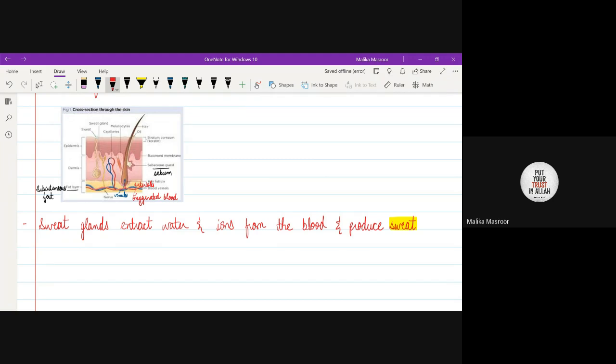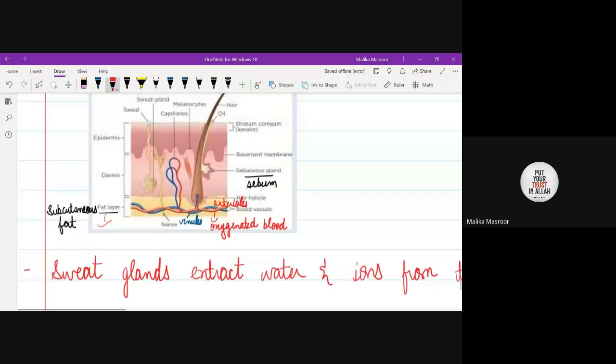This fatty tissue is made up of cells that contain large drops of oil as well. This layer helps to protect the body against heat loss and acts as an energy reserve as well. So this prevents heat loss, and acts as energy.